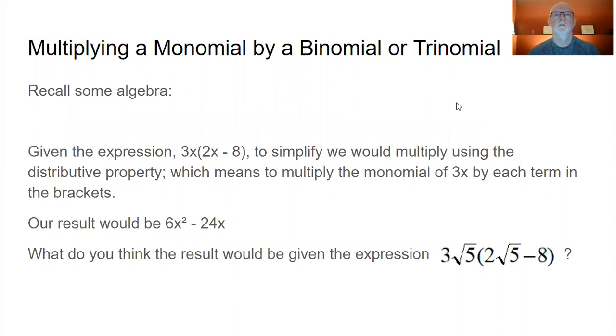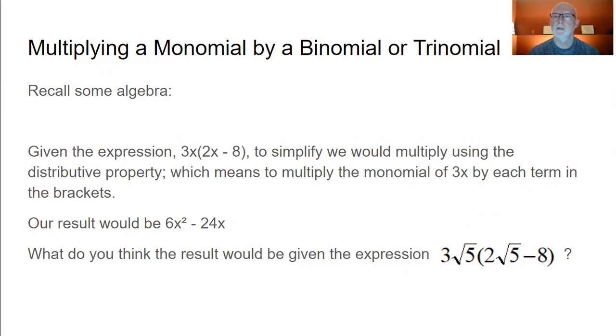So, multiplying a monomial by a binomial or trinomial. Let's recall some algebra. If we had the expression 3x times the bracket 2x minus 8, which means we're multiplying here, to simplify we would multiply using the distributive property, which means to multiply the monomial 3x by each of the two terms in the brackets. So we've got two terms, 2x and negative 8, in the brackets. Our result would be 6x squared minus 24x.